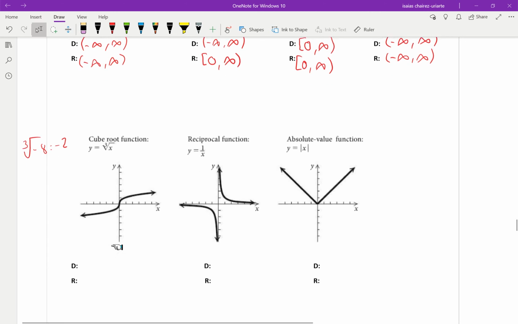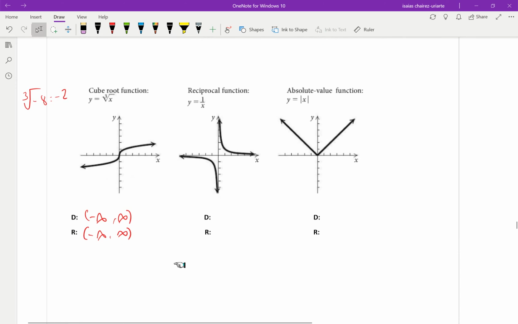Here the domain of the cube root function is negative infinity to positive infinity. The range also is from negative infinity to positive infinity. We have the function 1 over x. This function here has a vertical asymptote at x equals 0. X equals 0 is the y-axis. And so there is no y value that corresponds to when x is equal to 0.